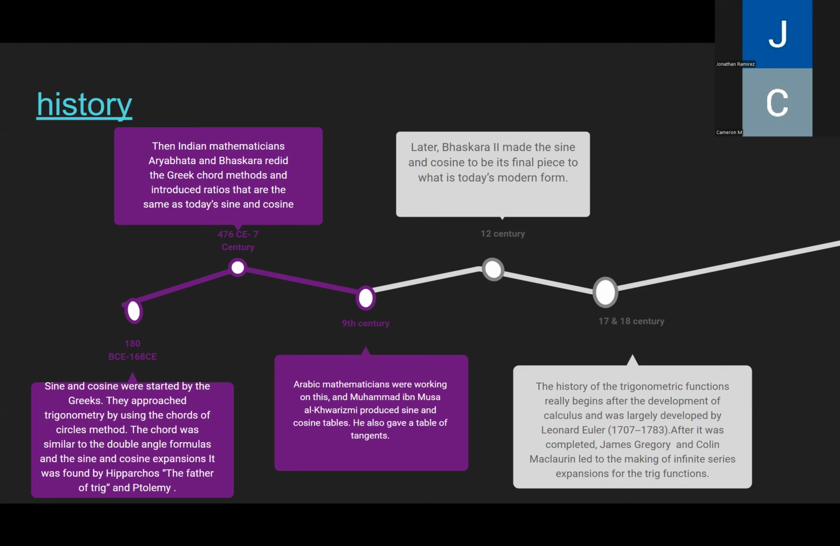Then Indian mathematicians Aryabhata and Bhaskara redid the Greek chords methods and introduced ratios that are the same as today's sine and cosine, which was in 476 CE to the 7th century. Later, Arabic mathematicians were working on this, and Muhammad ibn Musa produced sine and cosine tables. He also gave a table of tangents, in the 9th century. Later, Bhaskara II made the final piece to today's modern form of sine and cosine, in the 12th century.